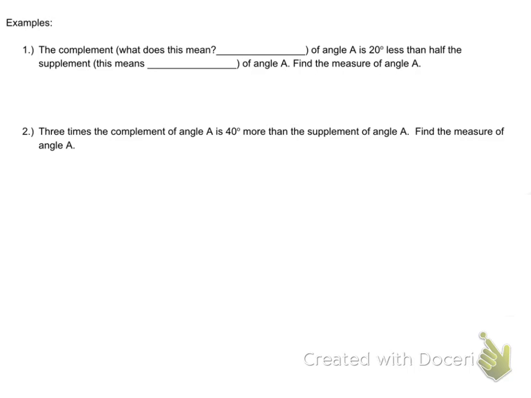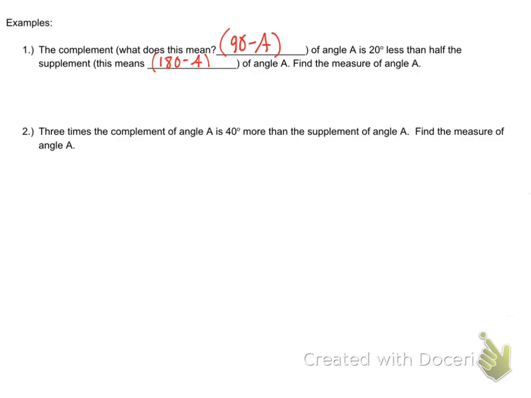It says that the complement, what does that mean again? Equals 90. But I say the complement of angle A. What is the complement of A? 90 minus A. So 90 minus A is, wait, is means what? Equals 20 less than half the supplement. Supplement means what again? Of A? 180 minus A.